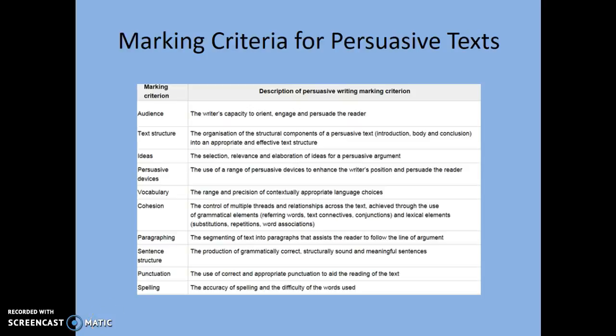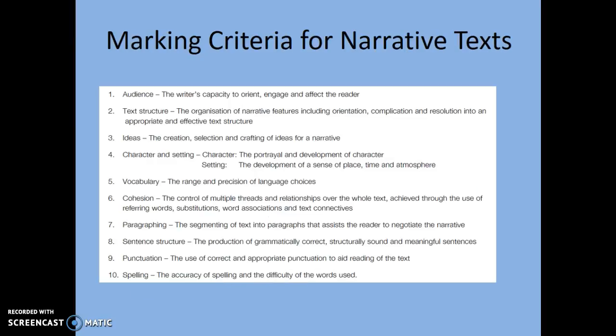The fourth criteria in NAPLAN is really the only one where there's a significant difference between persuasive texts and narrative texts. So in persuasive texts, what they're looking for is your use of persuasive devices, the use of a range of persuasive devices to enhance the writer's position and persuade the reader. In narrative texts, on the other hand, what they're looking for is character and setting. So character, the portrayal and development of character, and for setting, the development of a sense of place, time, and atmosphere.